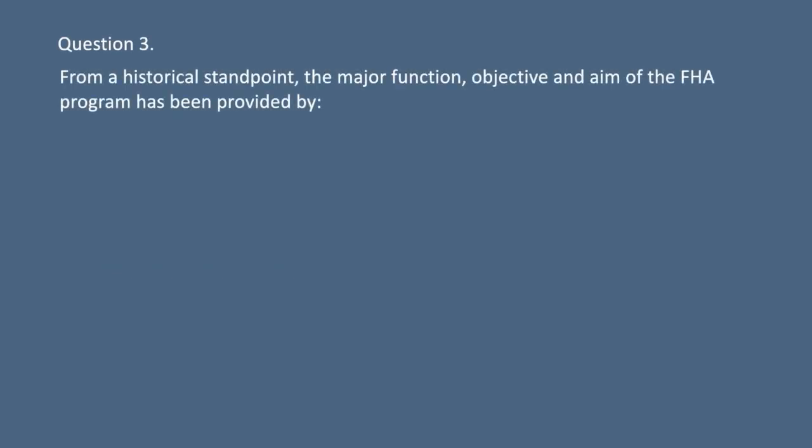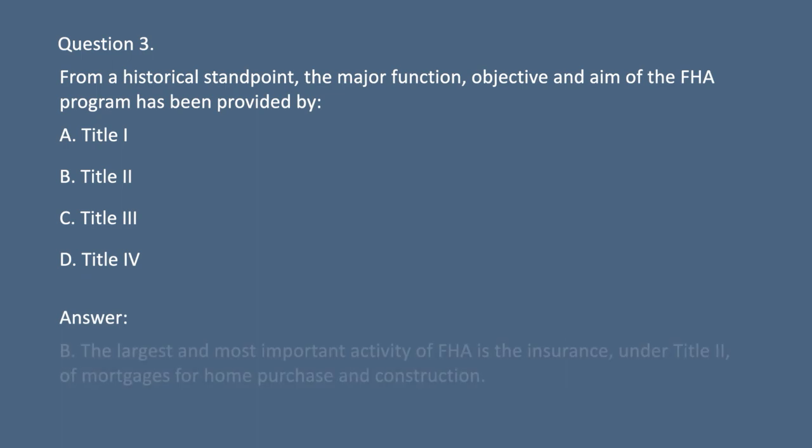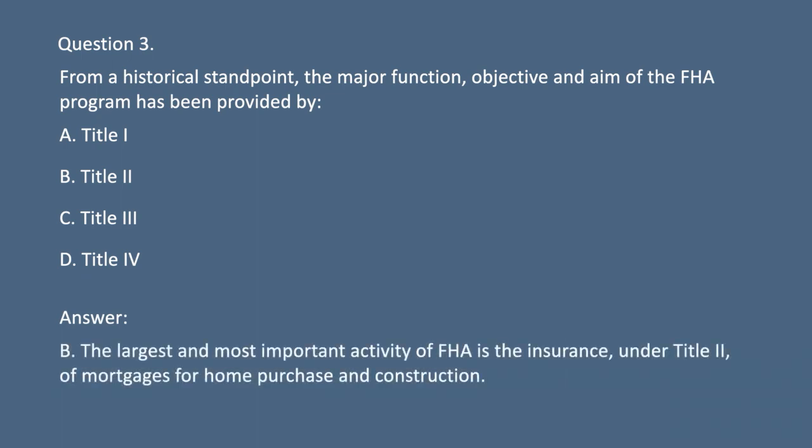Question 3. From a historical standpoint, the major function, objective and aim of the FHA program has been provided by A. Title I. B. Title II. C. Title III. D. Title IV. Answer. B. The largest and most important activity of FHA is the insurance, under Title II, of mortgages for home purchase and construction.